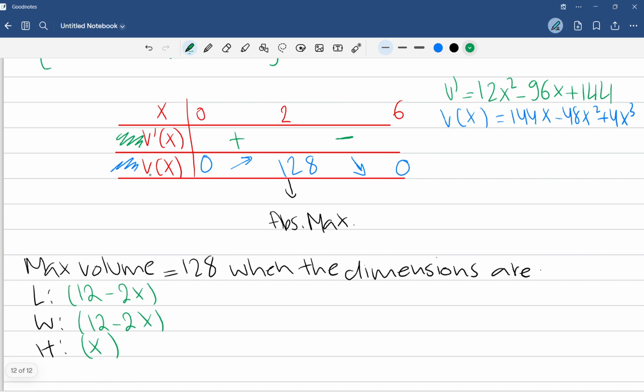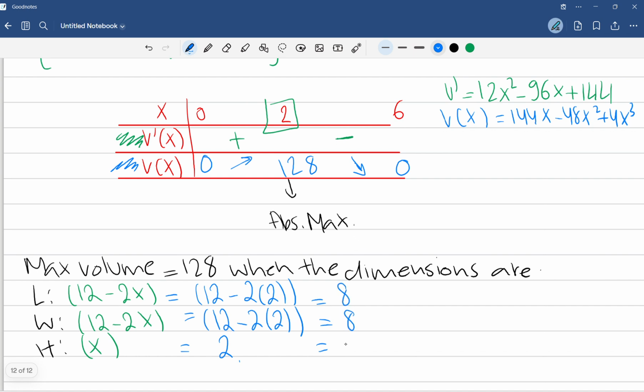Now I'm just going to take the value of x in which I got my absolute maximum, which is 2, and I'm going to substitute it into these. So I'm going to do 12 minus 2 times 2. It's going to be the same for the width. And then this is just going to be 2. Now when I solve for this, I'm going to get 8, 8, and 2. So my dimensions are 8, 8, and 2, and my maximum volume is 128, and there's our answer for the first question.